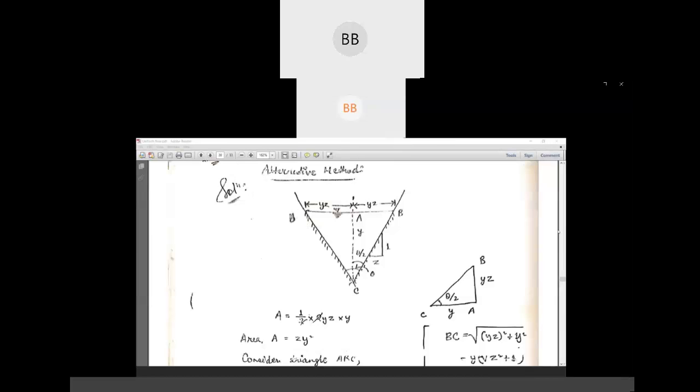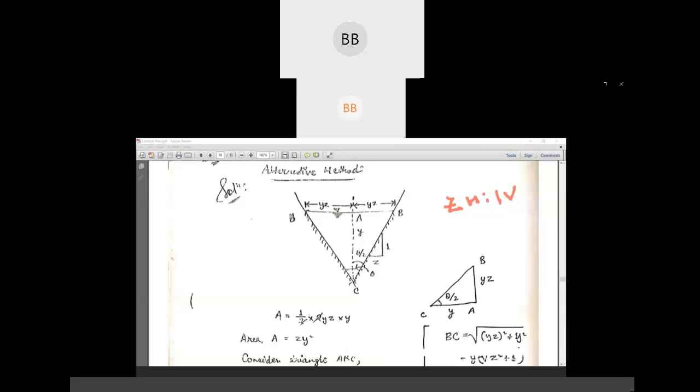So you can draw this diagram. It's a triangular section. It's given the equation. Then the side slope is given, Z horizontal is to 1 vertical. So that is why we have taken 1 by Z, 1 vertical and Z horizontal.